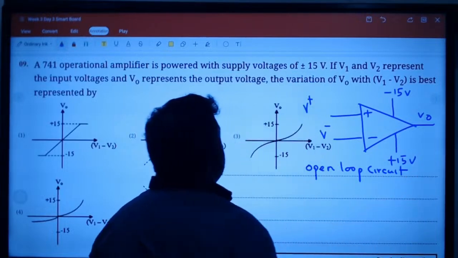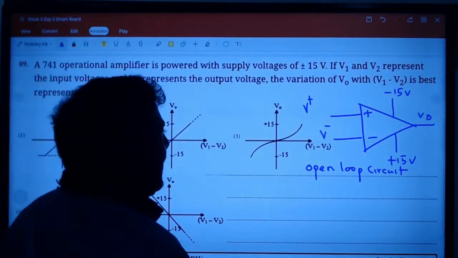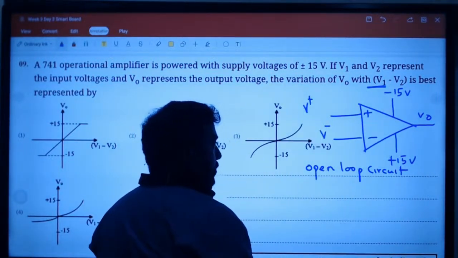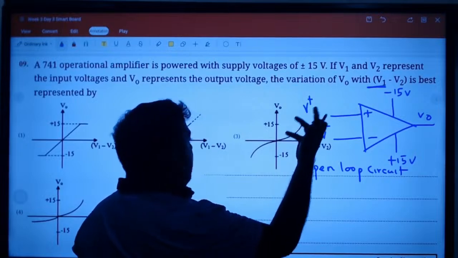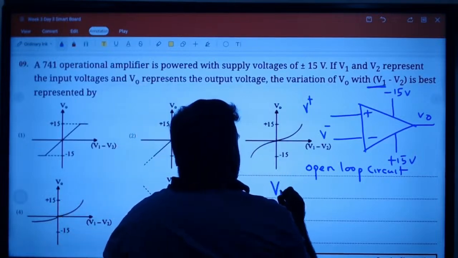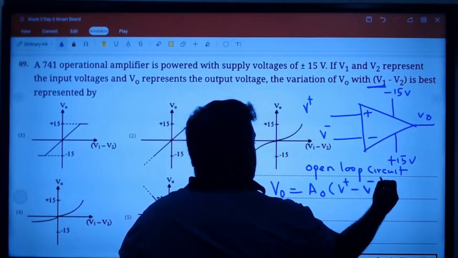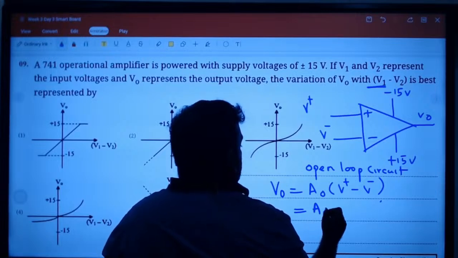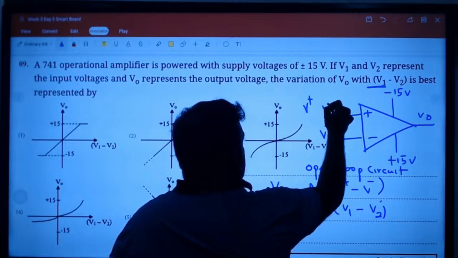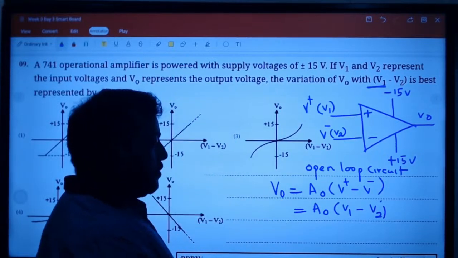What are they asking you? If V1, V2 represent the inputs, they are asking for the variation of V1 minus V2. Look at the board now. You should know what V1 and V2 are. Remember, output voltage is given by open loop gain A0 times (V plus minus V minus). From this we should know V plus is your V1, V minus is your V2.